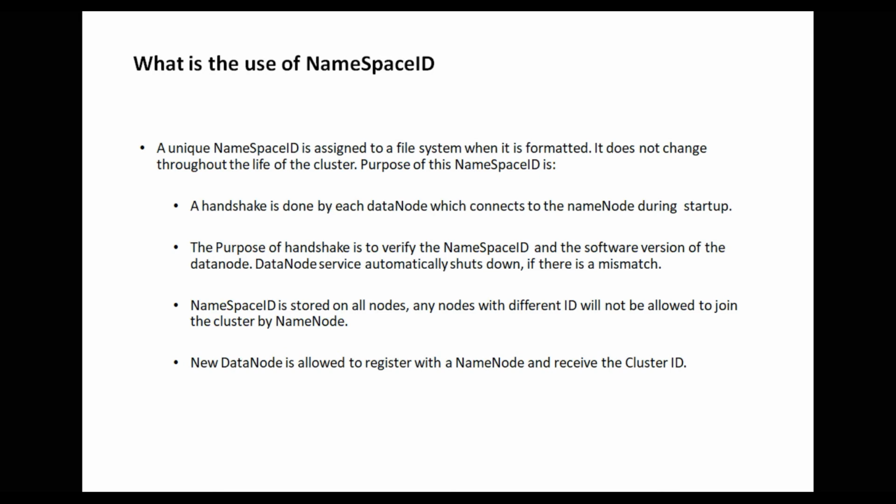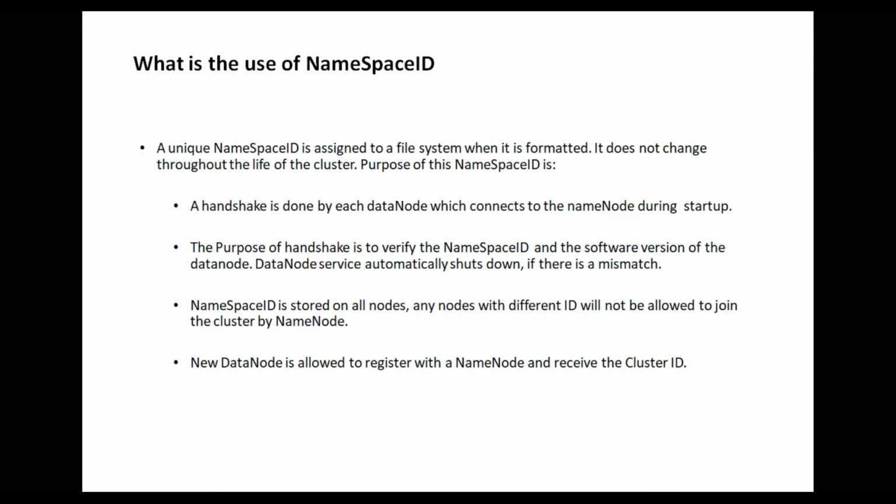Also, a handshake is done by each data node. When you format the name node, a namespace ID will be created, and using that namespace ID, all the data nodes will communicate with the name node. That is the usage of the namespace ID, which connects to the name node during startup. The purpose of this handshake is to verify the namespace ID and the software version. So the namespace ID is the communicator between the name node and the data node. To communicate between both, the namespace ID is required.